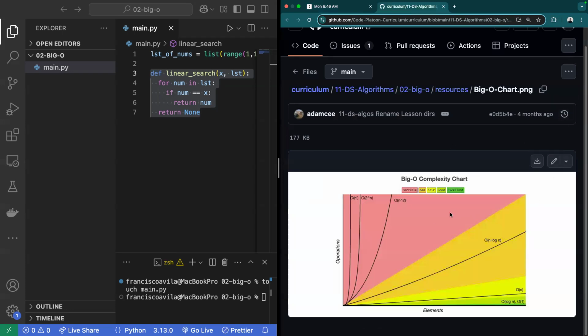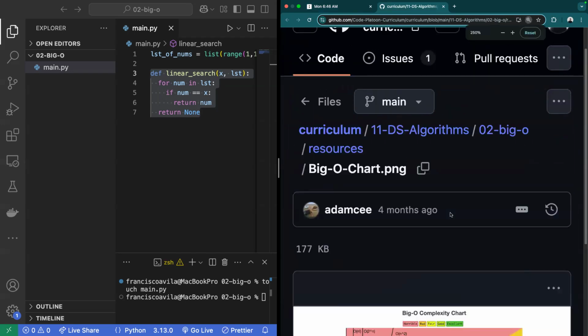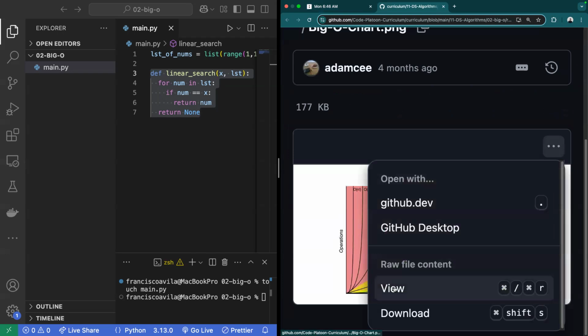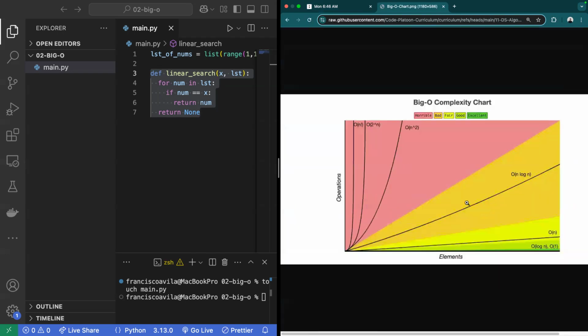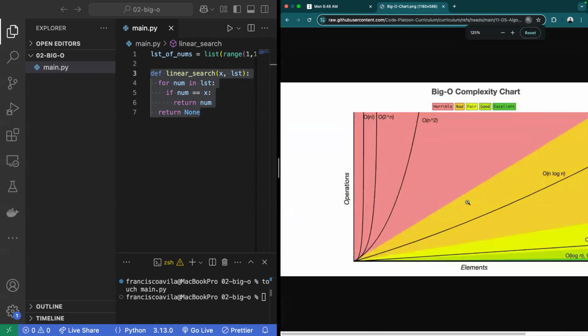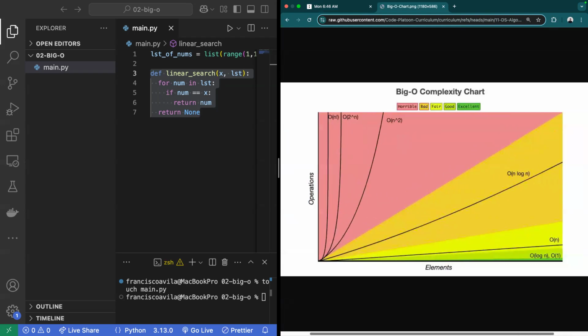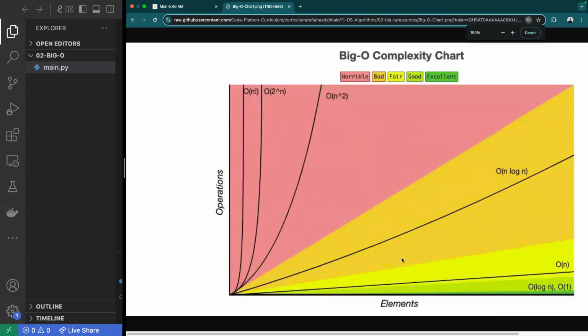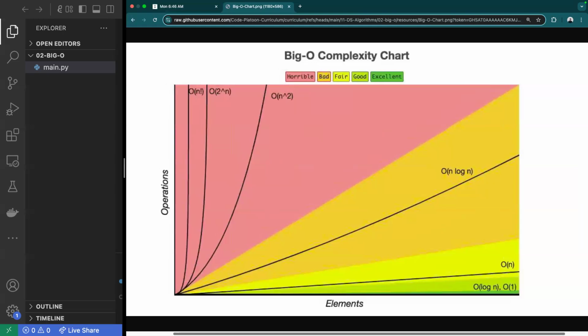And I wonder if I could zoom in a bit here. Okay, that didn't work the way I planned it to. There you go. All right, so there's our big O notation complexity chart. Maybe I could make it a little bigger here.